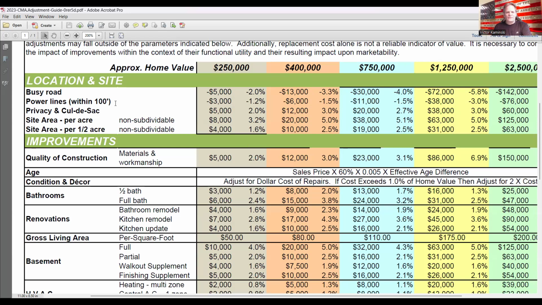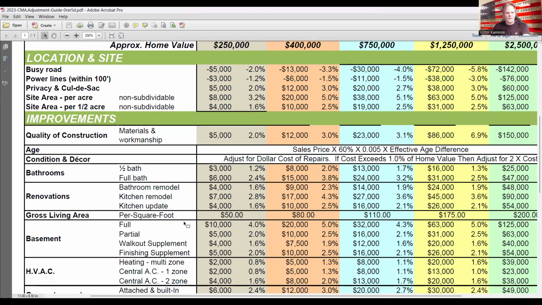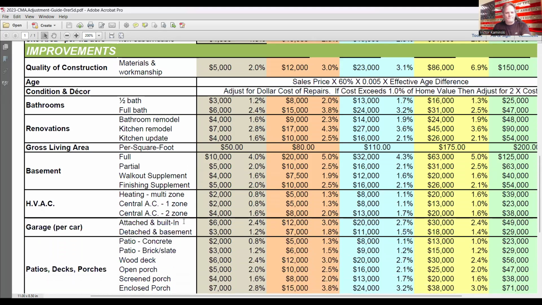If it's within 100 feet of power lines. If it's on a cul-de-sac street, that's privacy. Or for lot size differences, we only make adjustments for larger size lots if they're non-subdividable. So we make all kinds of adjustments like this for the different things.